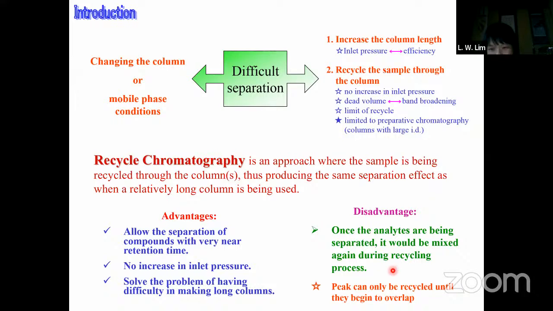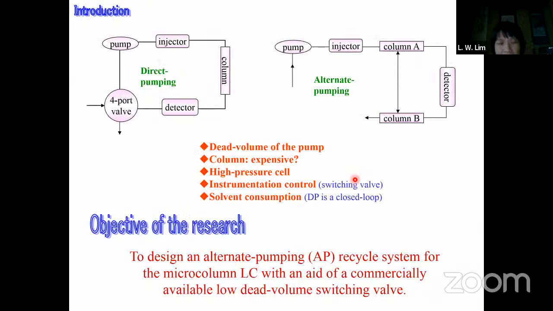But on the other hand, once the analytes are separated, it will be difficult to adjust the timing of how to recycle, yeah, because there might be a possibility they will become mixed again during the recycle. Yeah? So meaning that the peaks can only be recycled until they begin to overlap. Yeah? So later I will show you some of the results, and then maybe you can imagine how we recycle this. It's a very old approach.